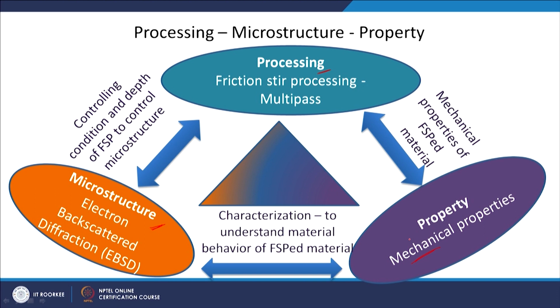So, processing, then microstructure, then property, will again give a feedback that we have not achieved the property which was required. So, you can look at the processing, or you can look at the microstructure, and try to change the processing condition and so on. This kind of interrelationship between processing, microstructure and property keeps taking place.